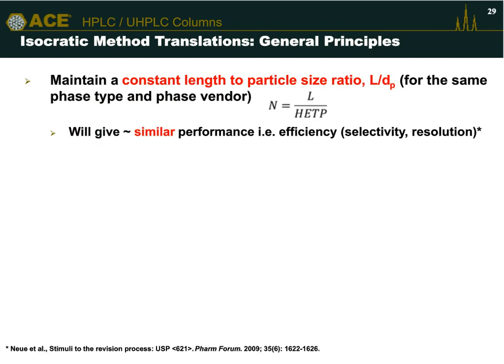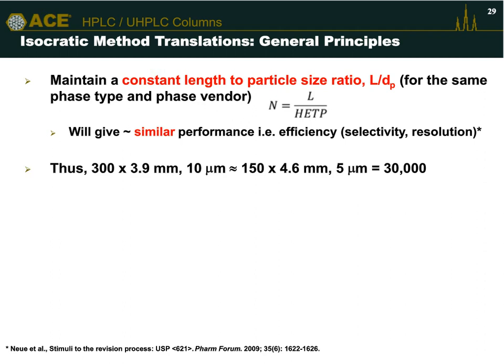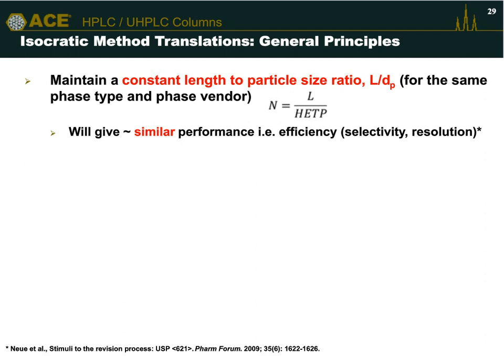So the USP guidance talks about maintaining a constant column length to particle size ratio, and this is very nicely discussed in the paper cited at the bottom of the slide, which was a stimulus article to the change in the USP. By keeping the constant column length to particle size ratio, the L over DP value, you should get similar performance with respect to efficiency, according to chromatographic theory. Selectivity and resolution should be similar if the particles that you're using are scalable.